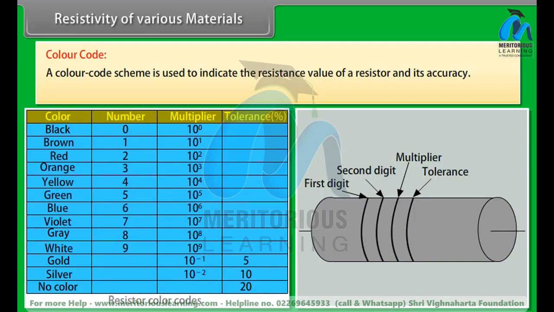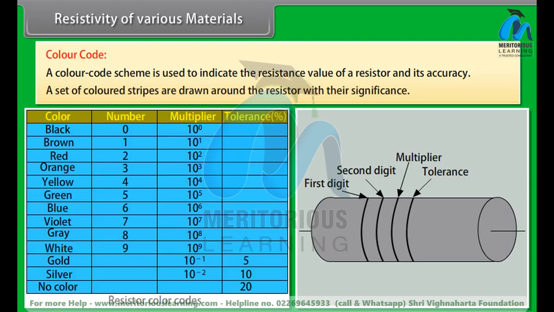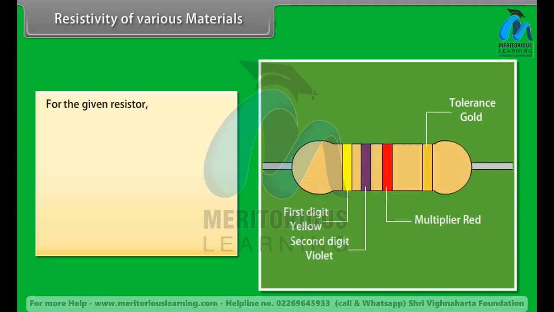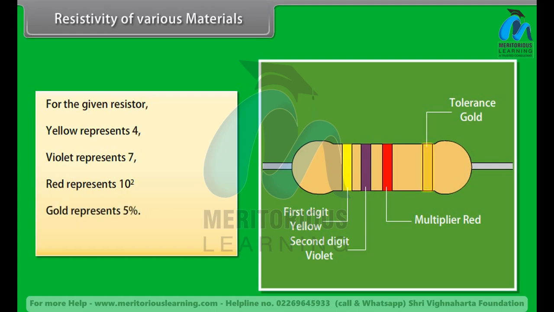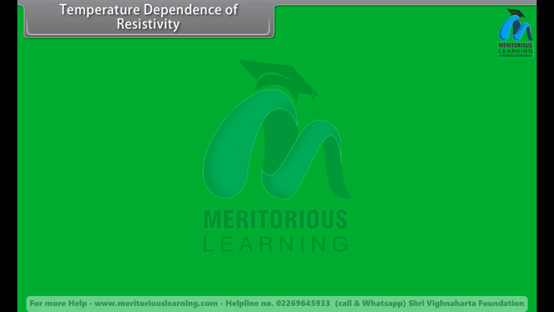A color code scheme is used to indicate the resistance value of a resistor and its accuracy. A set of colored stripes are drawn around the resistor with their significance. Let's take an example. For the given resistor, yellow represents 4, violet represents 7, red represents 10 raised to the power 2, and gold represents 5%. On combining the above data, total resistance of the given resistor is 47 into 10 raised to the power 2 ohm with 5% tolerance.